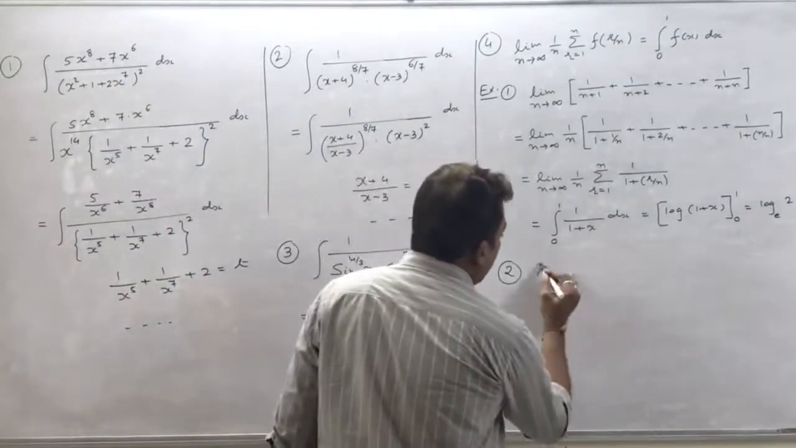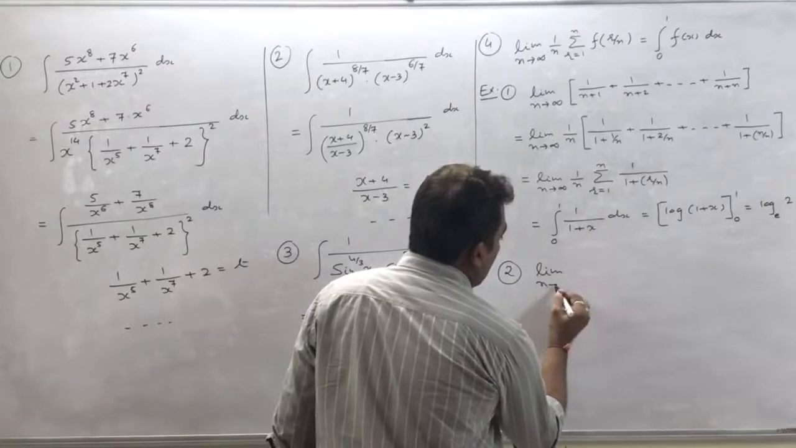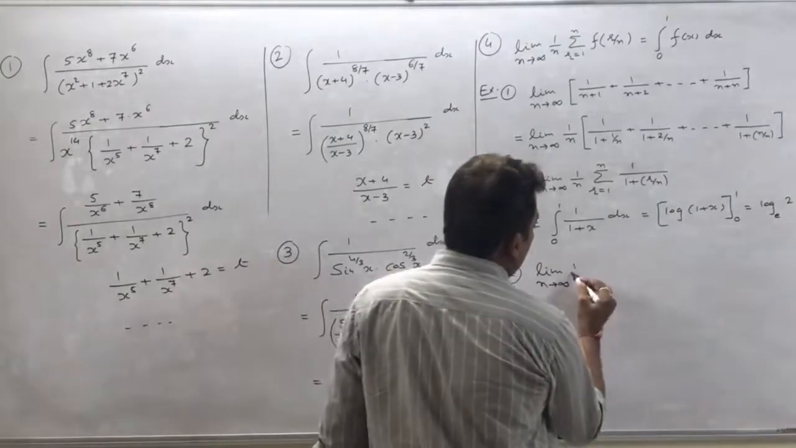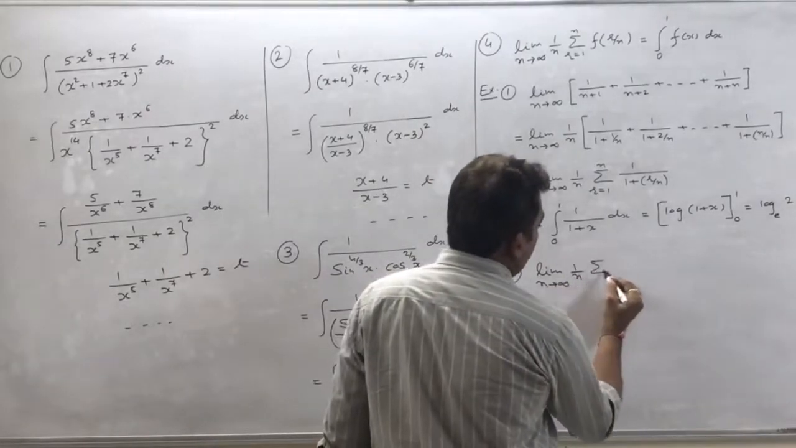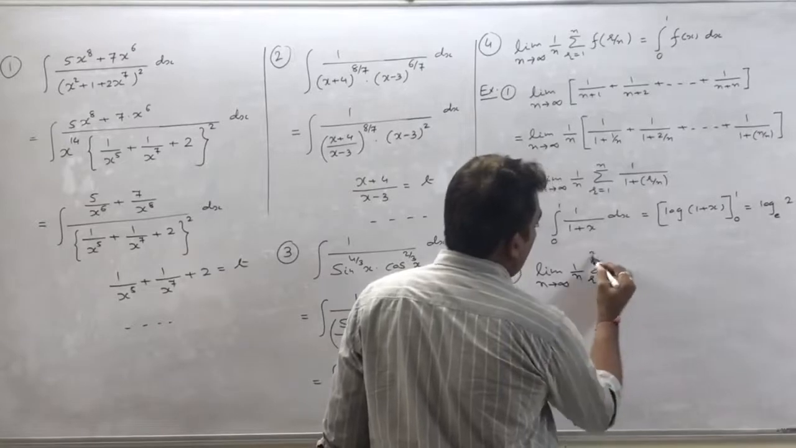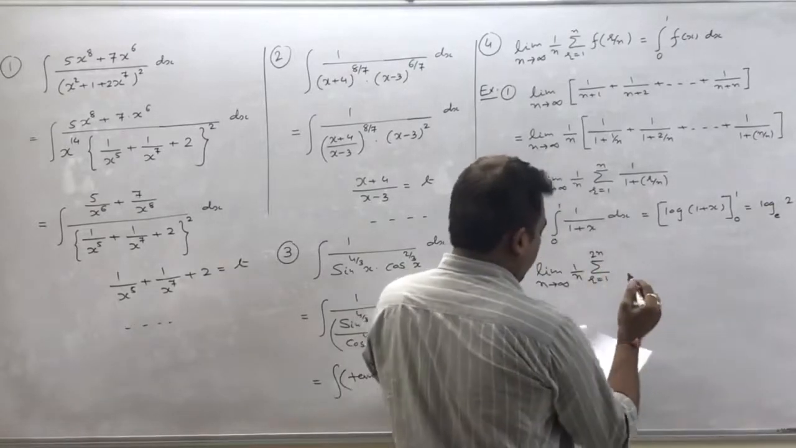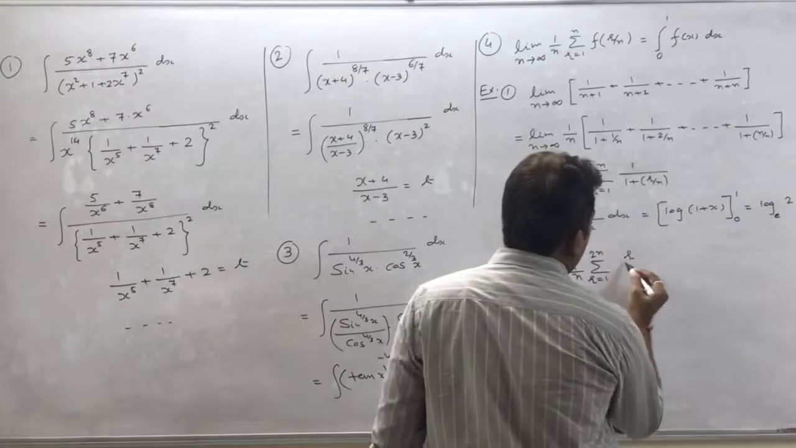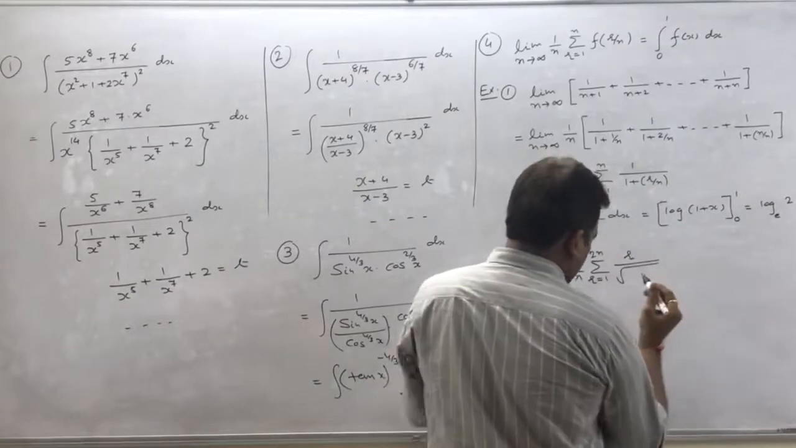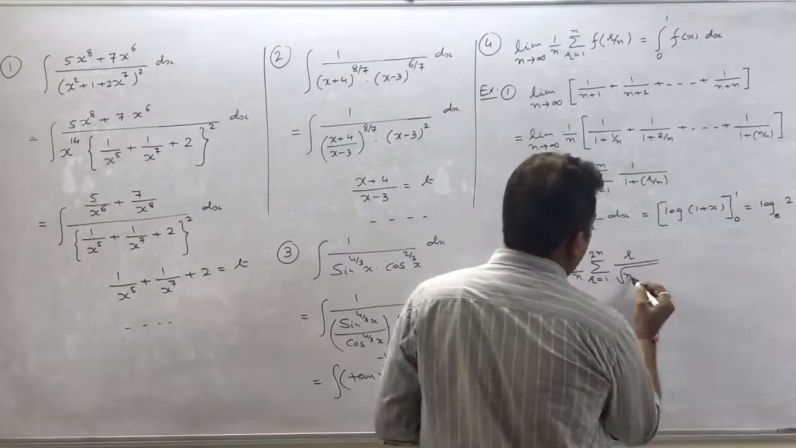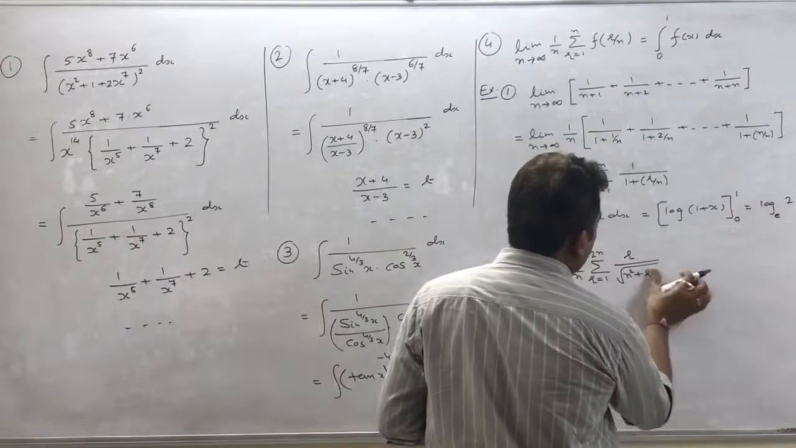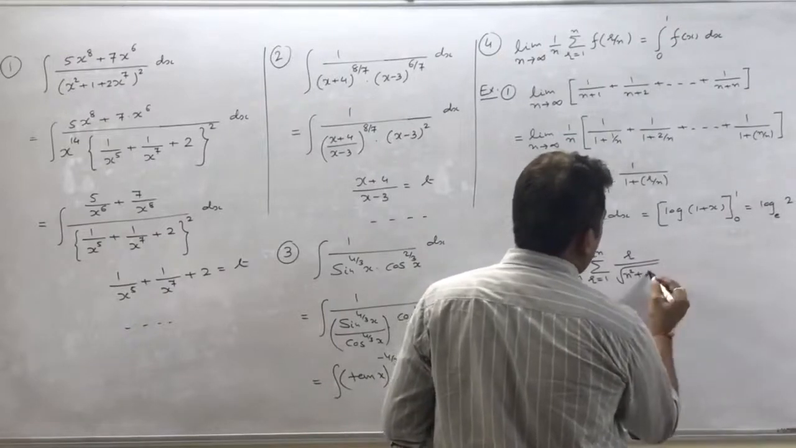And second example: limit n tends to infinity 1 upon n sigma r equal to 1 to 2n of r upon root of (n square plus r square).